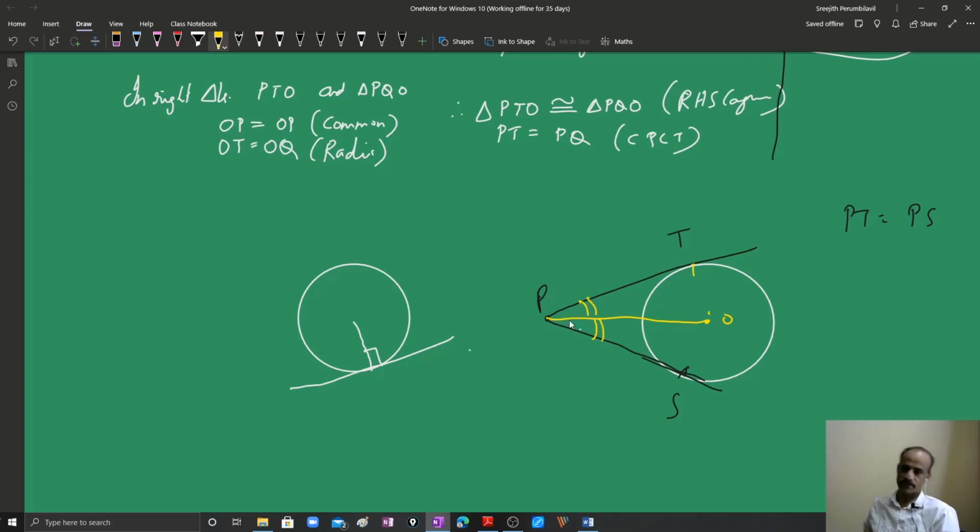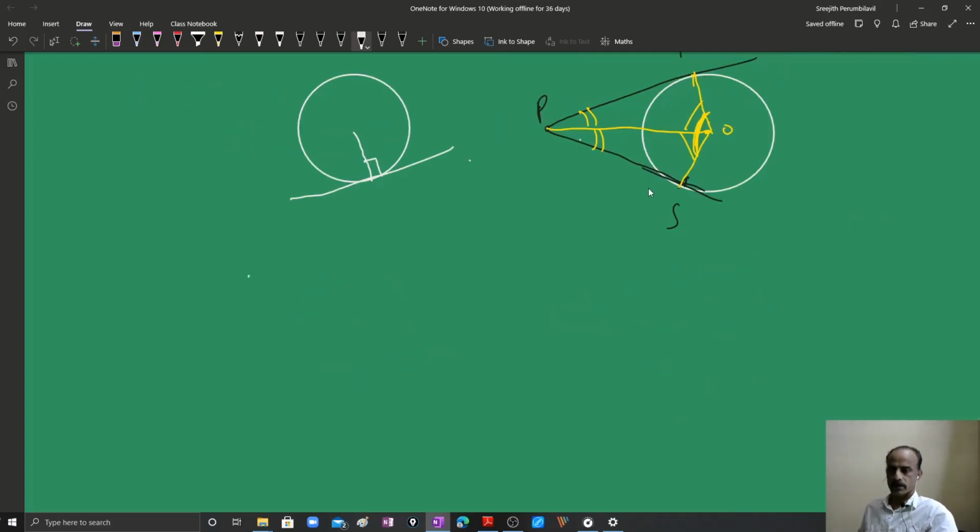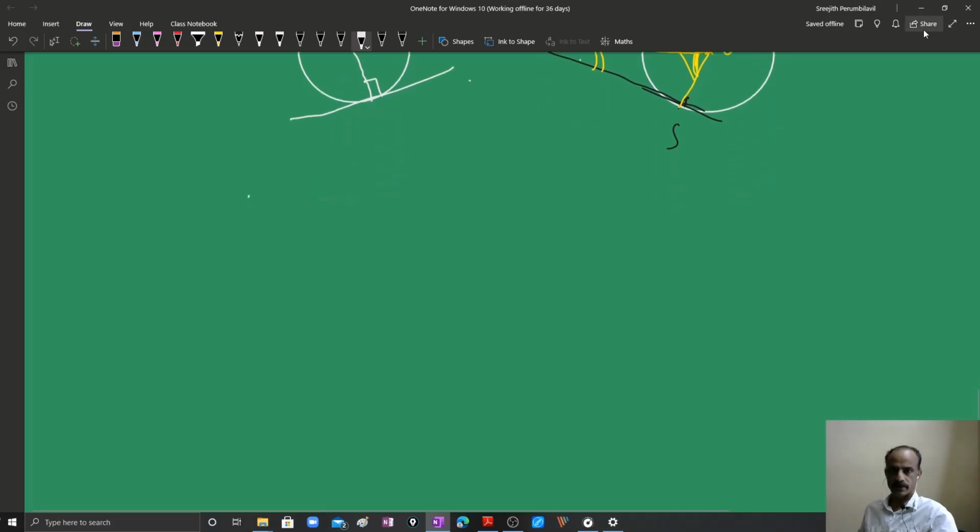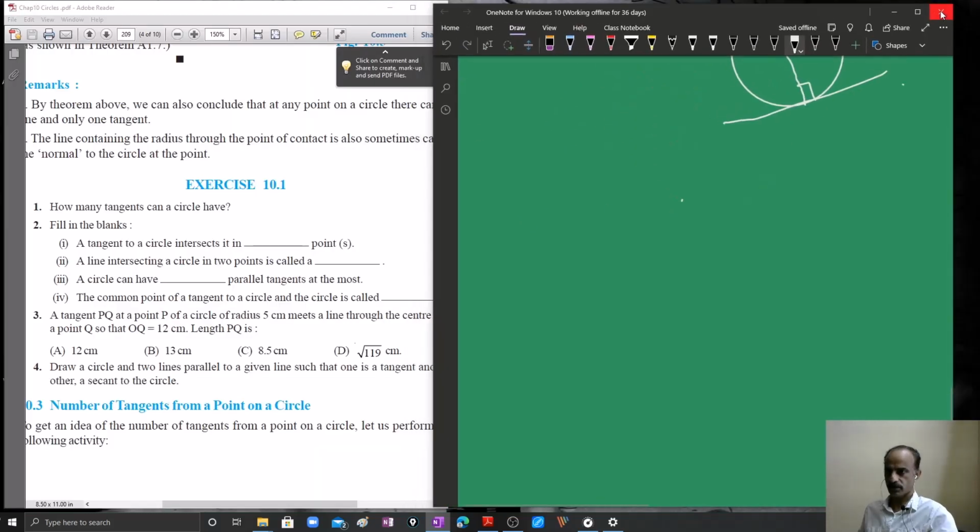tangents. Similarly, this line bisects this angle also, the entire angle is bisected. That means these two are equal. Is the concept clear? So with this, we will be going for the questions of the reader. Now let us examine a few questions from the reader. Let's go for exercise 10.1.